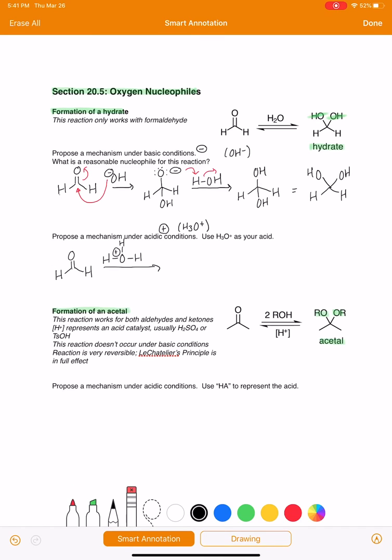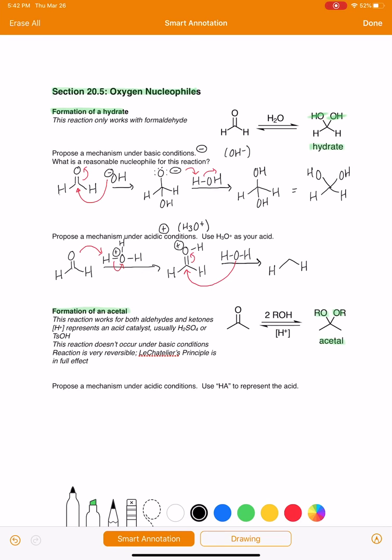So under acidic conditions, whenever you have an oxygen in a reactant, the very first thing that happens always is protonation of that oxygen by the acid. So the first thing that's going to happen is the oxygen of the carbonyl group gets protonated. And that leaves us with water. So after this H3O+ loses its proton, it's just left as H2O. The oxygen of the H2O is the nucleophile. It comes up and attacks that carbonyl carbon, pops the carbon-oxygen double bond open.